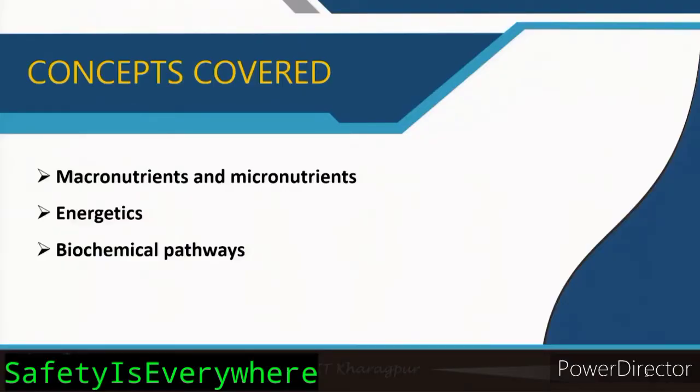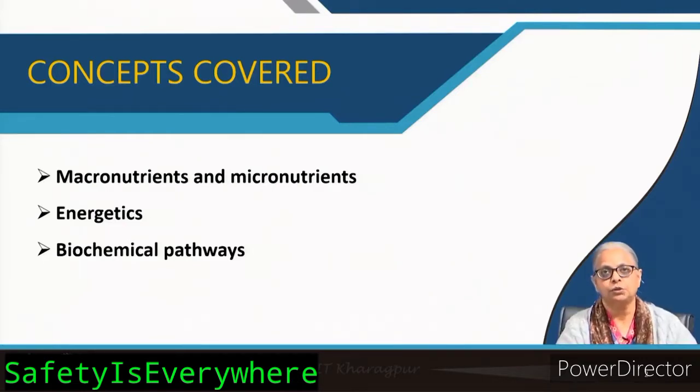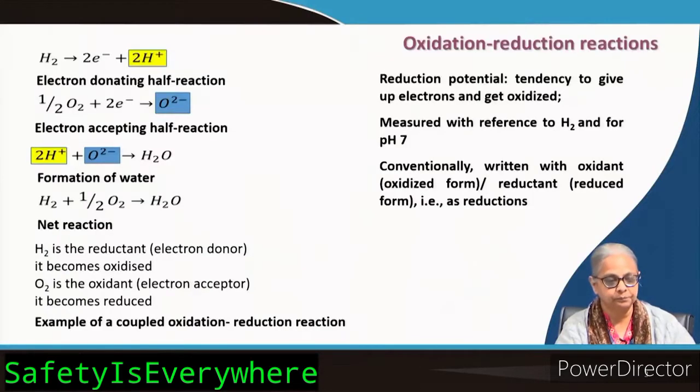All right, welcome everyone to lecture number 45. We're going to look at how the cells derive energy from different combinations of electron donors and acceptors.